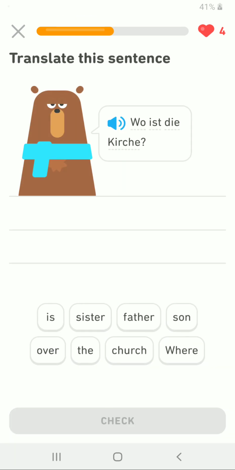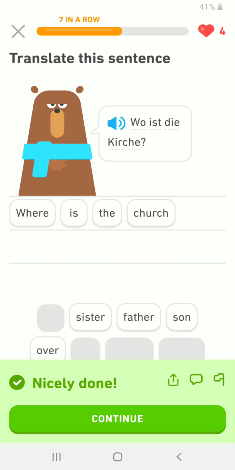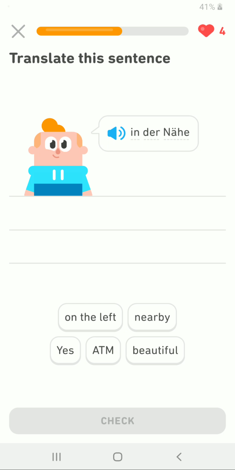Wo ist die Kirche? Kirche? I don't get it. Okay, wo ist die Kirche? Where is the church? In der Nähe. Nähe. In der Nähe. What does that mean here?